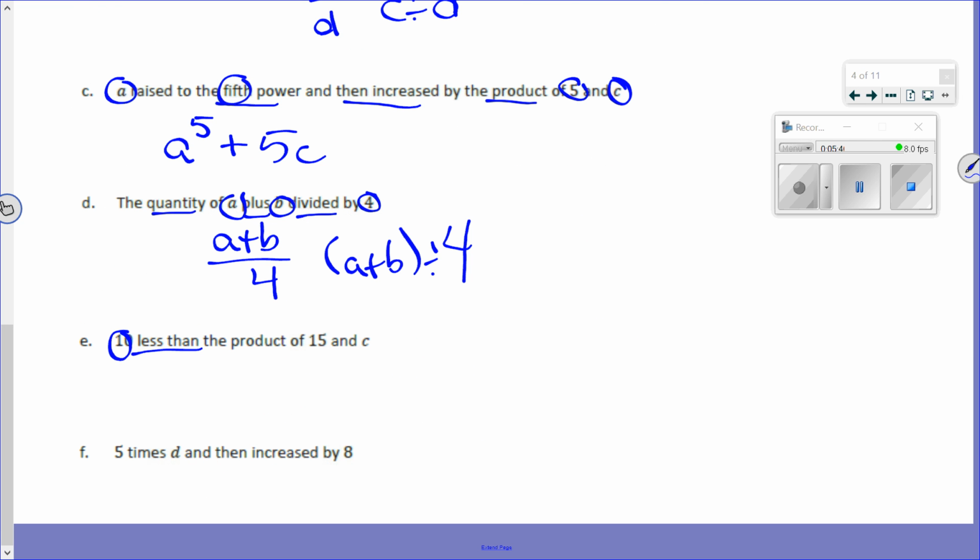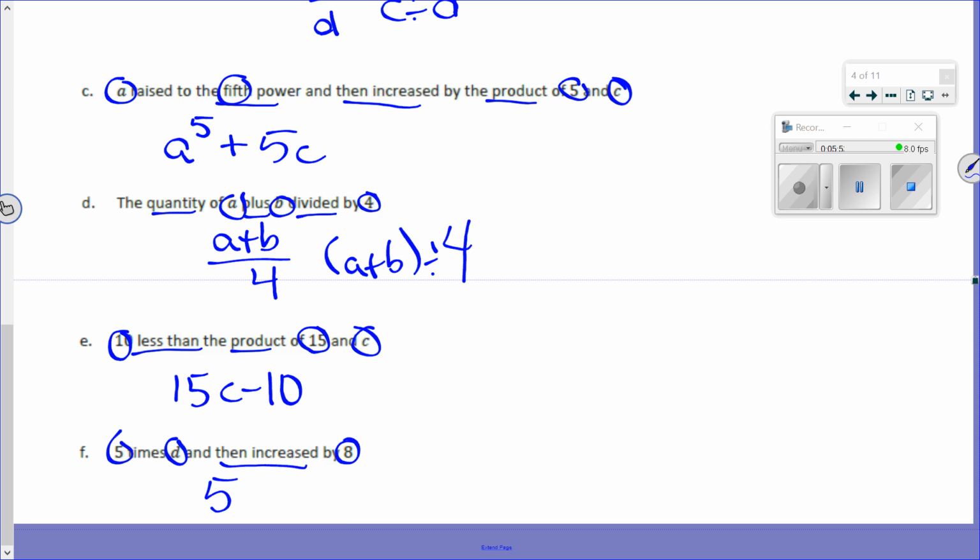10 less than the product of 15 and c. 15c minus 10. Yes, it must be in that order. Okay, 5 times d and then increased by 8. 5d and increased by 8.